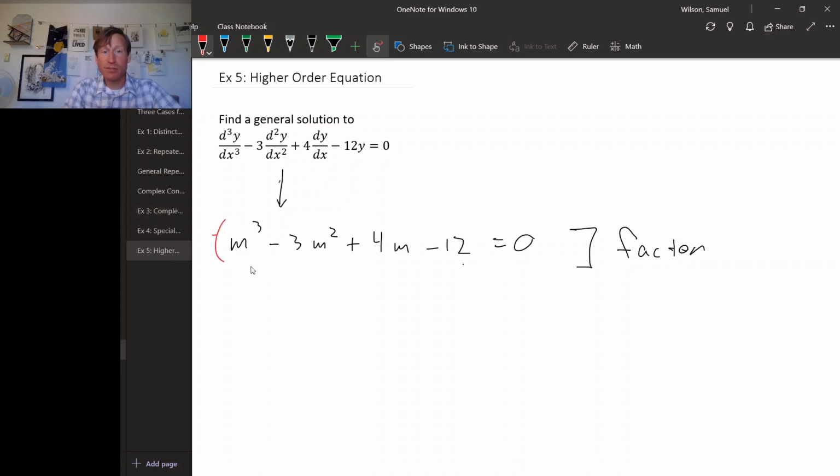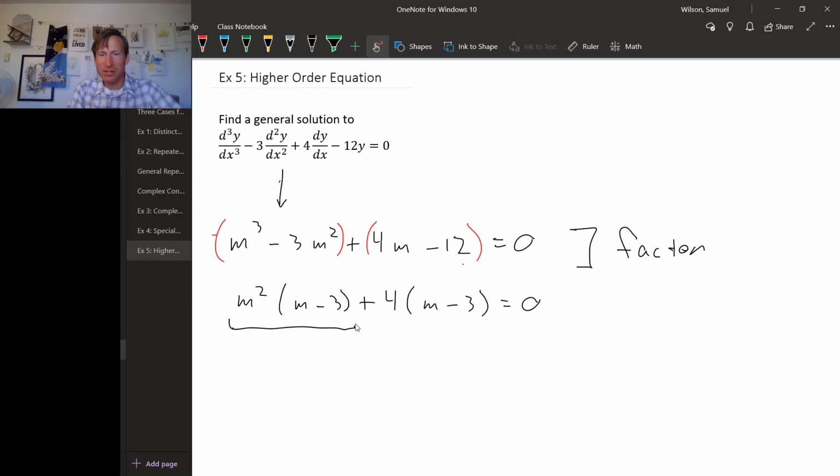It looks like these first two terms have a common factor, so why don't we group those? And these second two terms have a common factor, so let's group those. So in the first group, we factor out an m squared, so this is m squared times m minus 3, plus, and then in the second group, there's a common factor of 4, so 4 times m minus 3. And now the first big term and the second big term have a common factor of m minus 3, so we can factor out m minus 3. And the stuff left over is m squared plus 4.